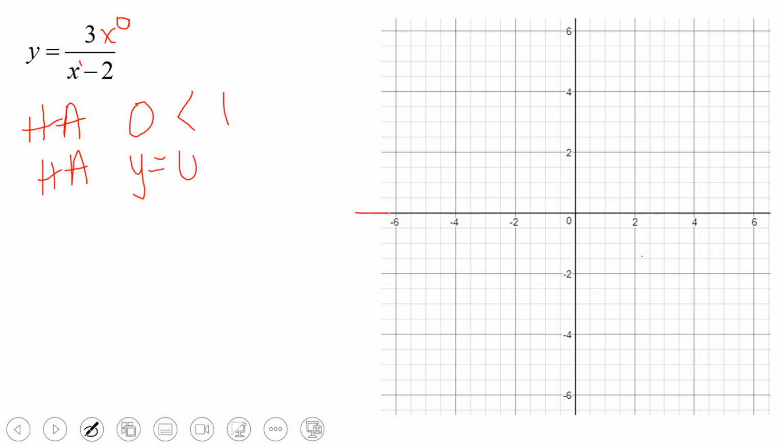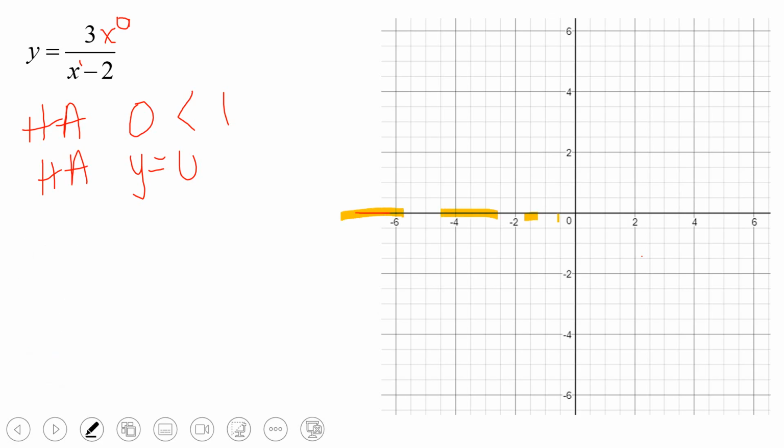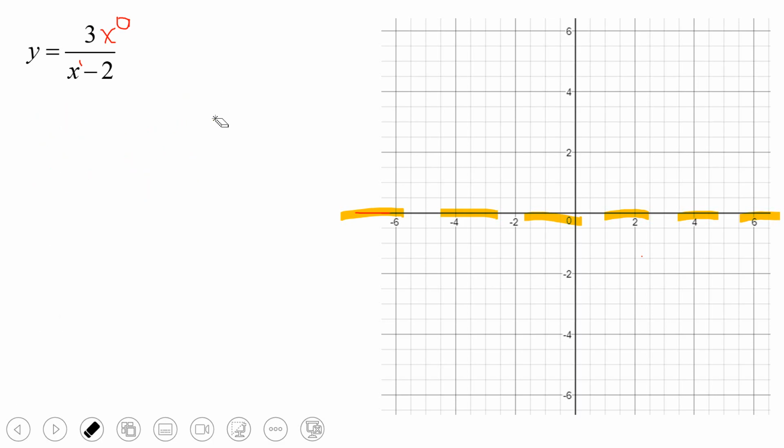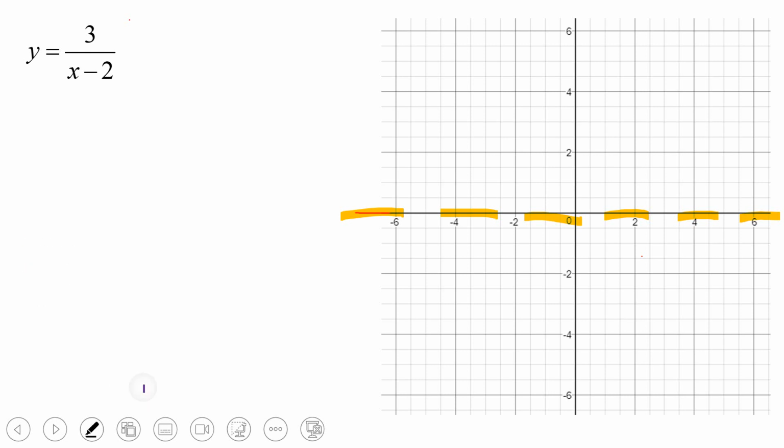I'm going to go ahead and let's see if I can actually highlight this. And I'm going to highlight this across. Okay, I'm going to come back up here, erase what I have to make it a little bit easier to read. And now let's go ahead and identify the vertical asymptotes.